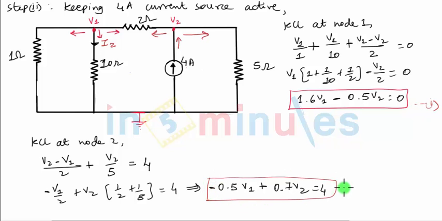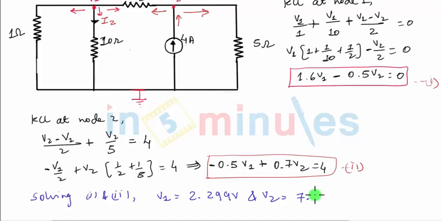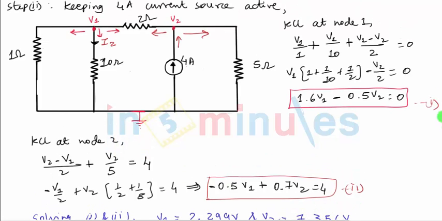Because I've got two equations, I can always solve them and find out the values. So let's say solving 1 and 2. If I solve 1 and 2, I'll get V1 and V2. These are the two equations. You can solve them simultaneously in your calculator. Once you solve, you get V1 equal to 2.299 volts and V2 equal to 7.356 volts.